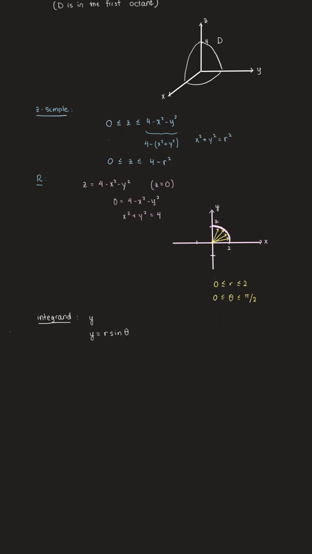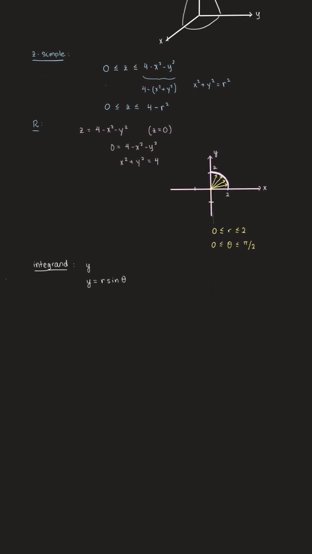So that is the relationship between our rectangular coordinates and our polar coordinates. And now we're ready to write our triple integral. So our triple integral that we want to evaluate over our region D of y dV will be as follows. Our outer integral will be theta from 0 to pi over 2. Our middle integral will be the bounds of r that goes from 0 to 2.